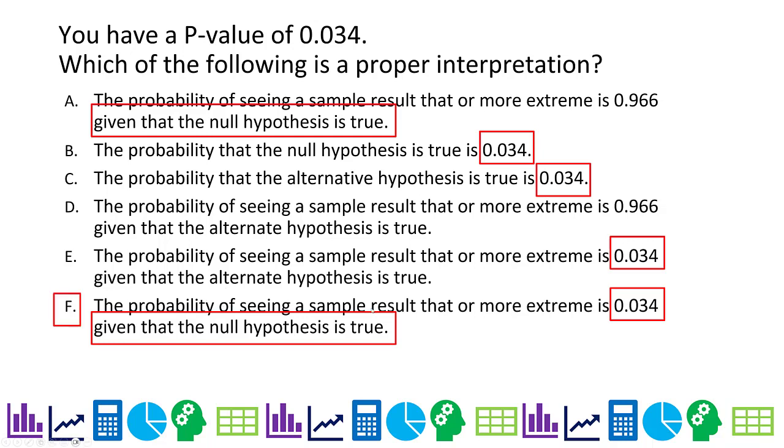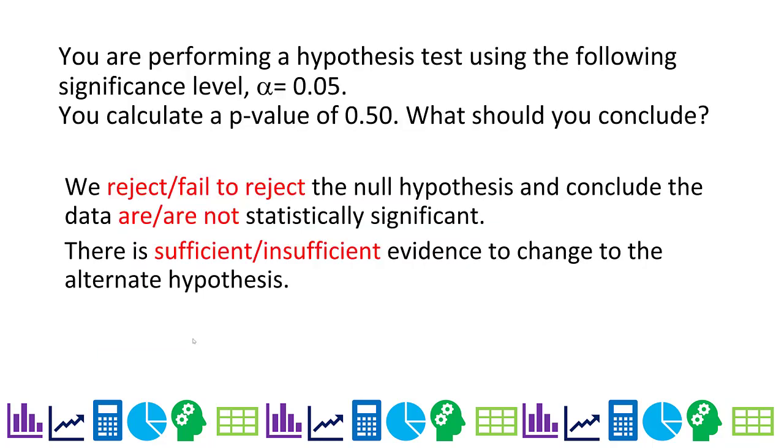So the probability of seeing a sample result, let me go ahead and point our options here. So a sample result, that or more extreme. So what we saw given our null hypothesis, okay? So that's the proper interpretation. The probability of seeing the sample result you saw is 0.034, given that the null hypothesis is true.